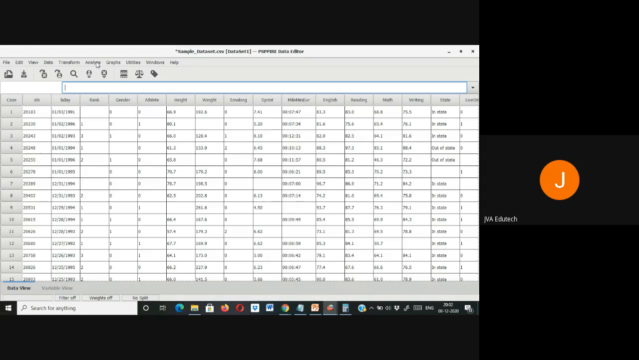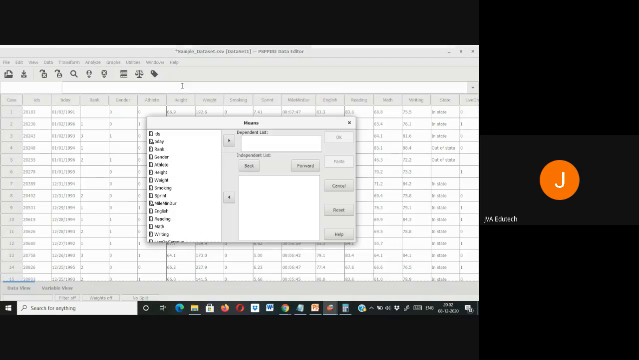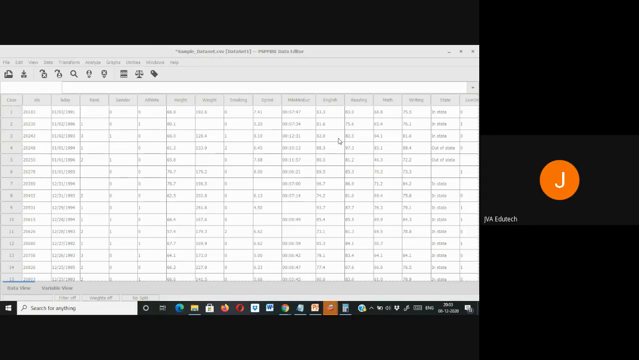So the first one is the descriptive analysis: compare means and means. So what was our dependent list? What was the dependent variable? Time taken to run a mile, isn't it? Yes, sir. Okay. And what was our category or independent list? The category of the student divided into athlete or non-athlete. Fine. Yes, sir. Okay.